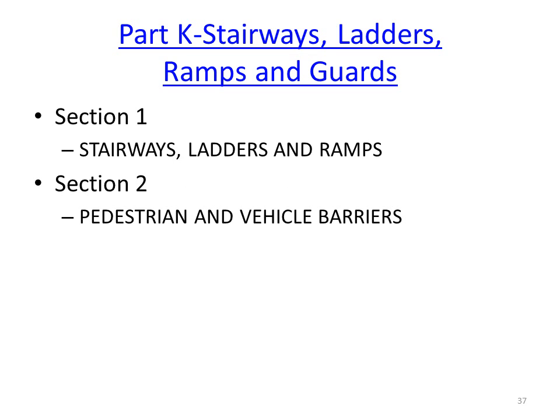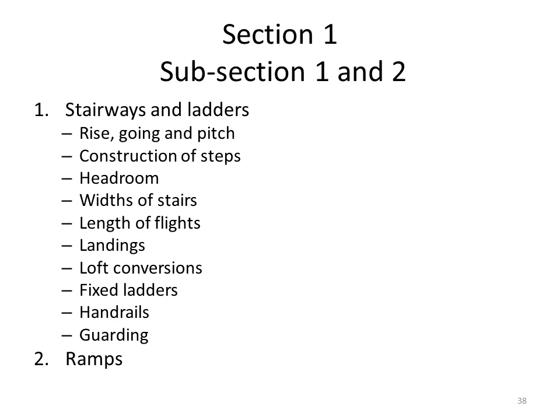Part K, stairways, ladders, ramps and guards. Section 1 covers stairways, ladders and ramps, and Section 2 pedestrian and vehicle barriers. Section 1 has a couple of subsections, subsection 1 and 2. Subsection 1 is stairways and ladders.